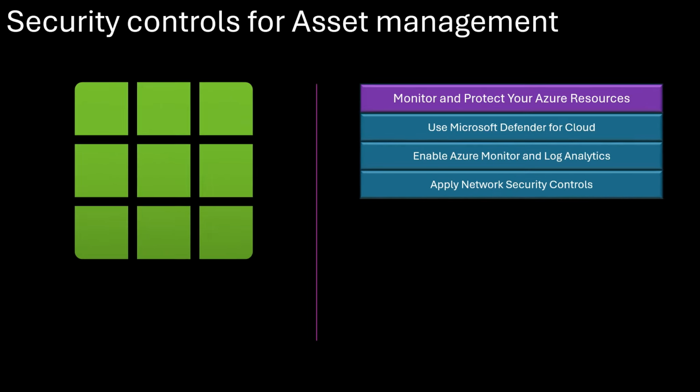To prevent and detect threats, you need continuous monitoring and automated security controls. You should use Microsoft Defender for Cloud. Using Microsoft Defender for Cloud, you can get real-time security recommendations and threat detection for all your Azure resources. You should enable Azure Monitor and Log Analytics. You should collect logs from all assets and set up alerts for suspicious activities. And you should apply network security controls. You can restrict unauthorized access to assets using Azure Firewall, Network Security Groups, and private endpoints.